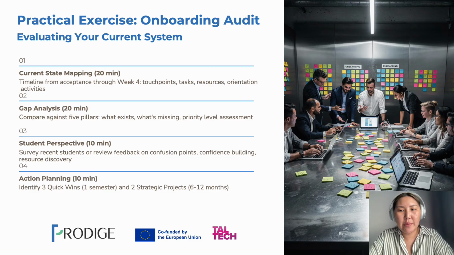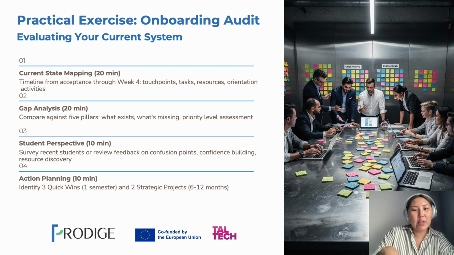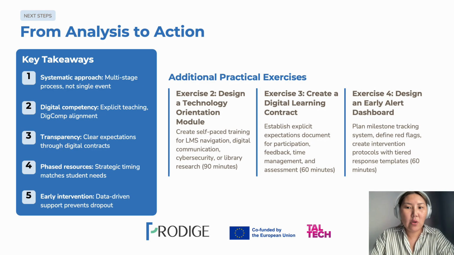Step 3 is a student perspective, take some minutes and survey recent students or review existing feedback, were they confused, what built their confidence, and how did they discover the resources. And step 4 is action planning. Identify 3 quick wins that you could implement in 1 semester and 2 strategic projects that you would take 6 to 12 months. So this audit will give you a clear picture of where you are and where you need to go. Alright, let's bring this together with next steps and the key takeaways.